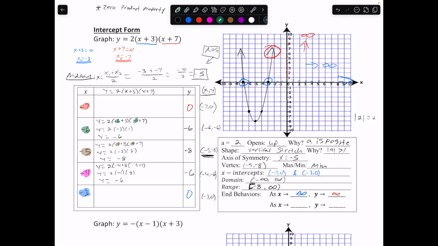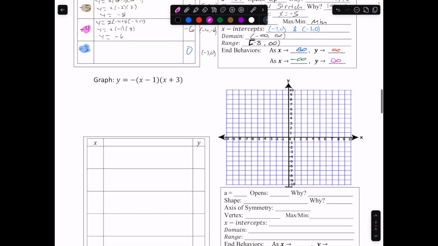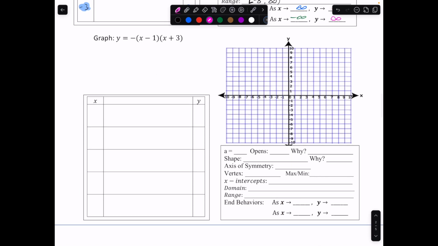Now we're going to do the same thing on the left side. So as we go this way forever, well, that is -infinity. Well, what is this side of the graph doing? Well, that is going up forever towards infinity. Okay, so as x approaches -infinity, y approaches infinity. Okay, and that's how we graph intercept form. Okay, let's go over our next example here.